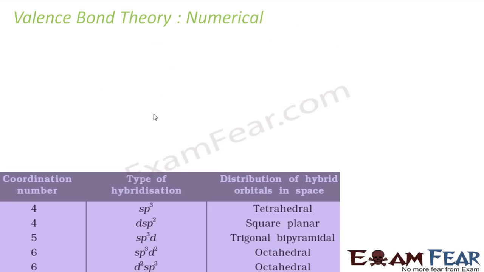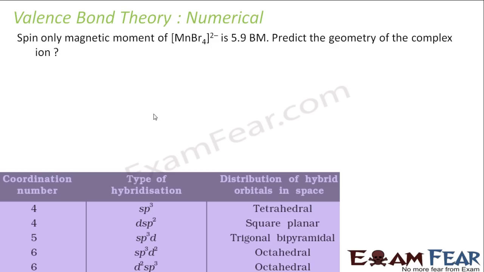Okay, so we'll take some more numericals now. The spin-only magnetic moment of [MnBr4]2- is given. We have to predict the geometry of this complex. Let's see, the magnetic moment mu is equal to root of n into n plus 2. The value given is 5.9. You square both sides, so you get n into n plus 2 is almost 35. And this is nothing but 5 into 5 plus 2, that is 5 into 7, 35. So directly you can say n is equal to 5.